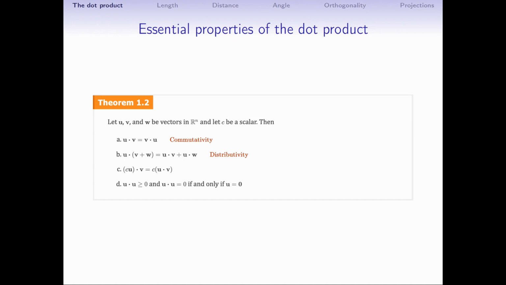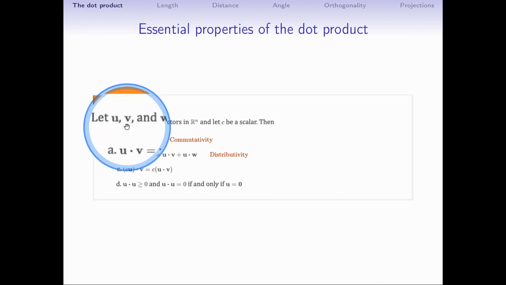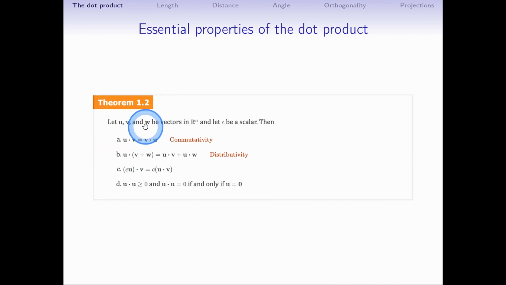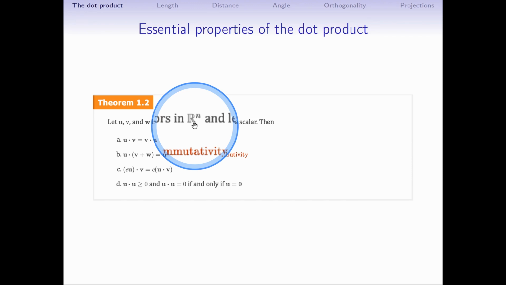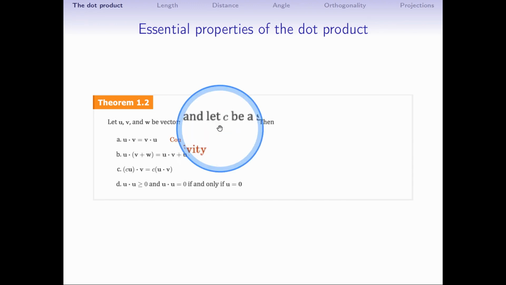Now, Theorem 1.2 contains 4 essential properties of the dot product. So let's look at each of these 4 properties. I will prove 2 of them for you at the document camera, and I will leave 2 for you to do on your own. Now, in order to get going here, let's let U, V, and W be vectors in some common n-dimensional Euclidean space, and let's let C be some scalar quantity.